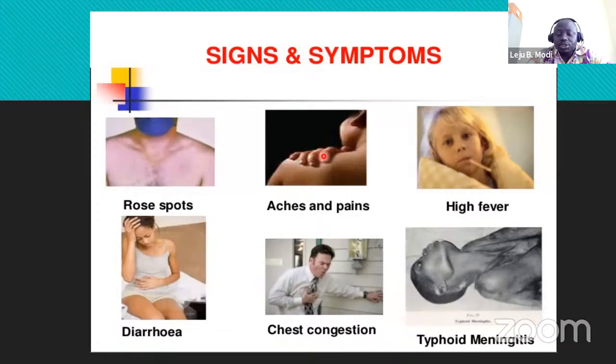Fever may be high, somebody having diarrhea, chest congestion. Typhoid meningitis is also another sign, which may now be a complication really of the typhoid.